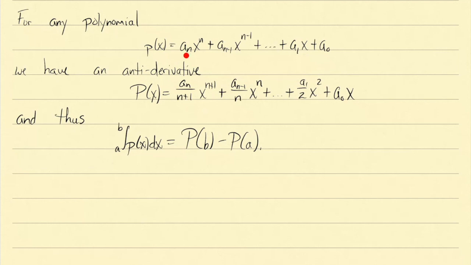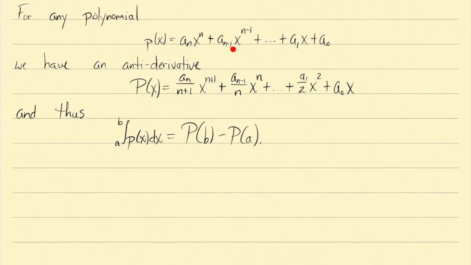So the antiderivative of a_n x to the n is a_n divided by n plus 1 times x to the n plus 1. The antiderivative for a_(n-1) x to the n minus 1 is a_(n-1) over n times x to the n, etc., down the line. The antiderivative for a_1 x is a_1 over 2 x squared, and the antiderivative for a_0 is a_0 x. So to evaluate the integral from a to b of our polynomial, we just have to plug the numbers a and b into this antiderivative, then take the difference. So here's a quick example.